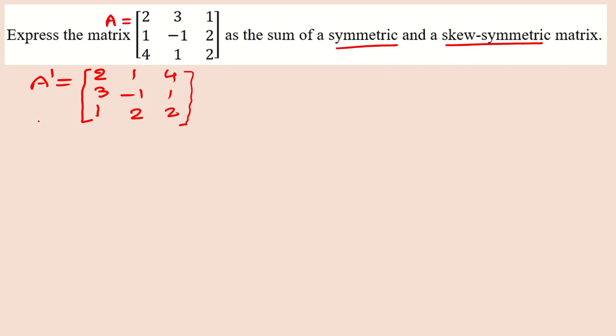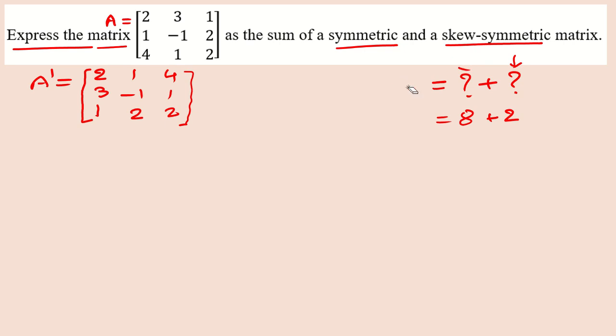Okay. Now, what will we do here? They say express the matrix. For example, in the case of real numbers, if I say express 10 as the sum of two numbers so that one number is an even number and the other number is a prime number, what will you do? You will do 8 plus 2. Yes or no? Because 8 is an even number and 2 is a prime number.